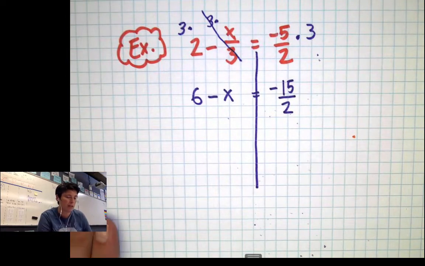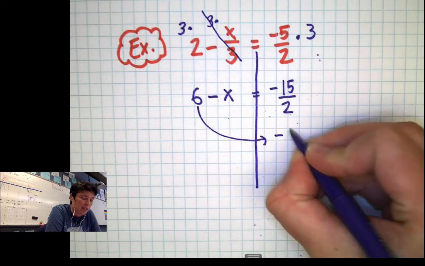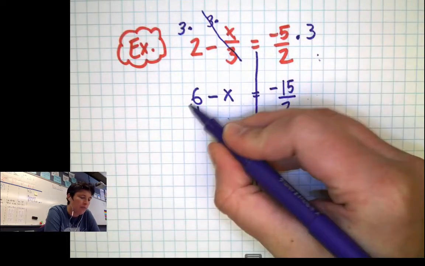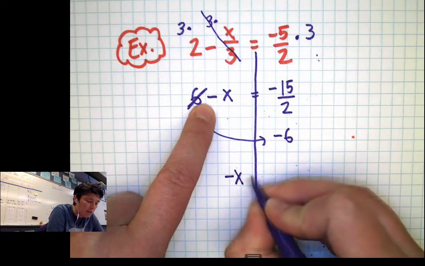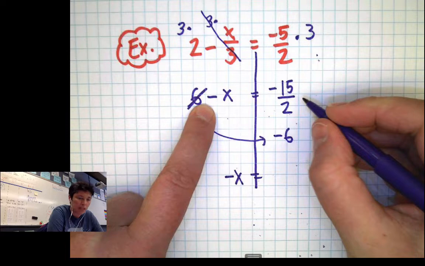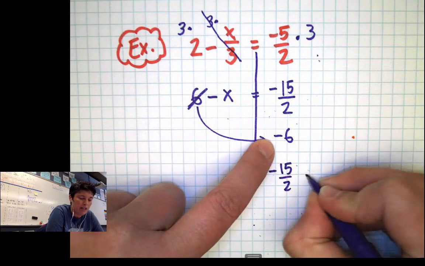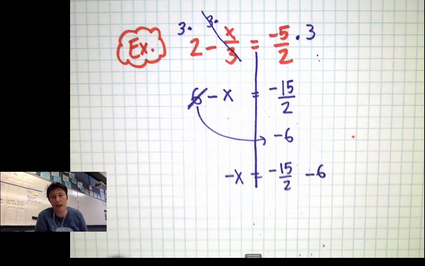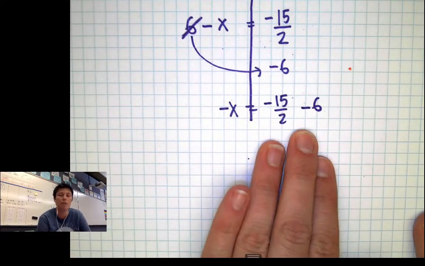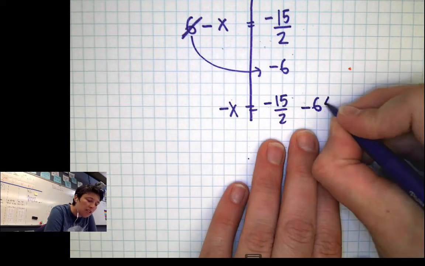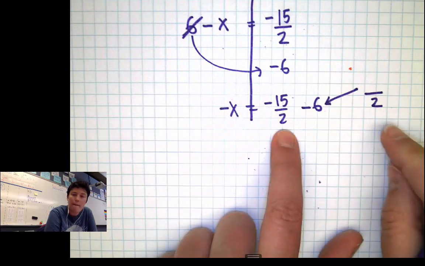So what's my next move? Well, I think the next move is to flip the 6. Take the 6 over to the other side, make it a negative. What's that going to leave? Well, that's going to leave a minus x equals, and then over here, this is pretty complicated. We have a negative 15 halves, and we have a minus 6. Okay, so now we've got to know our fraction work. Fractions cannot be subtracted unless they have common denominators. So we need to change this 6 so that it has a denominator of 2 to match this one.